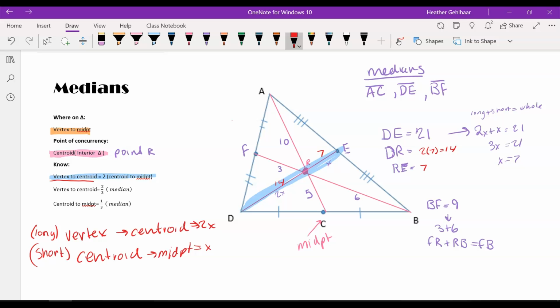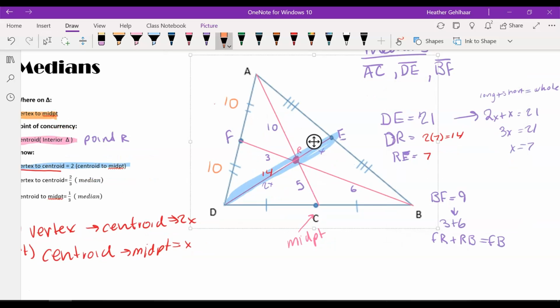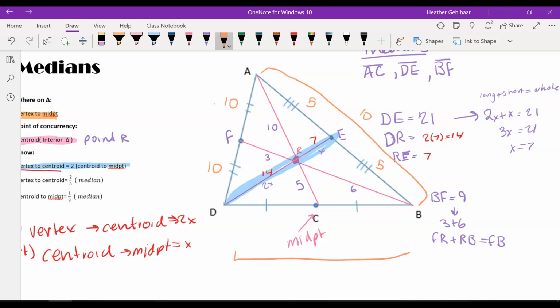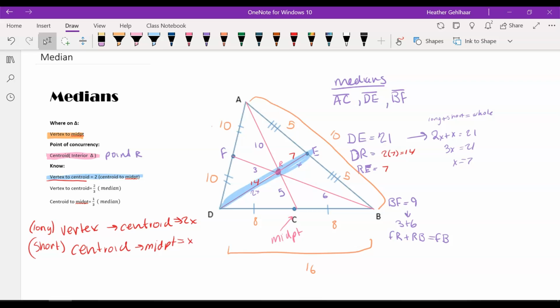Next thing that we do know is that the sides are all bisected. So we have AD here. Let's say this length is 10 for AF, so FD is 10. If AE is 5 and the entire length is 10, that means this is 5. If I know this entire length is 16, I can divide that by 2, and this is 8, and this is 8. Okay, so this is a little recap of medians. Thanks for watching.